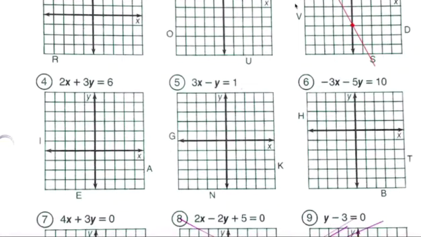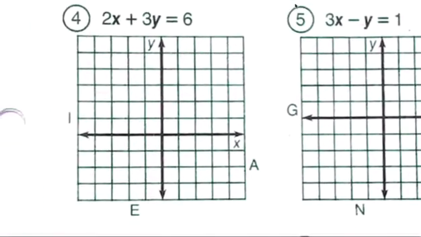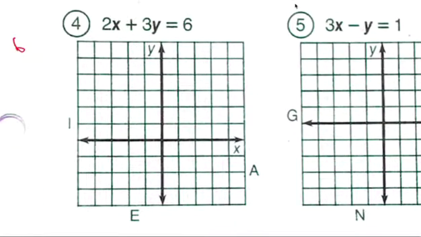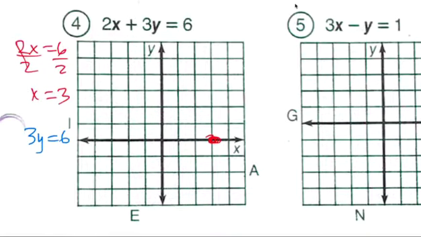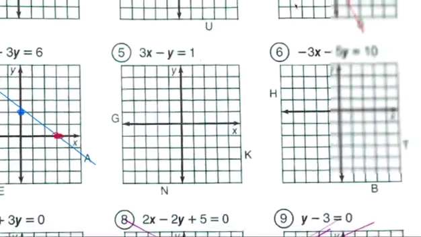Okay? So here, x-intercept, 2x, the y is not there, 2x equals 6. Divide by 2, x is 3, which is right here. That's (3, 0), by the way. And to find the y-intercept, you do 3y equals 6, divide by 3. Y equals 2, right there. Connect the dots. A is probably the answer there.